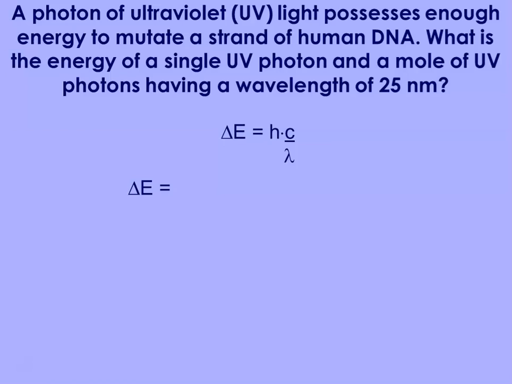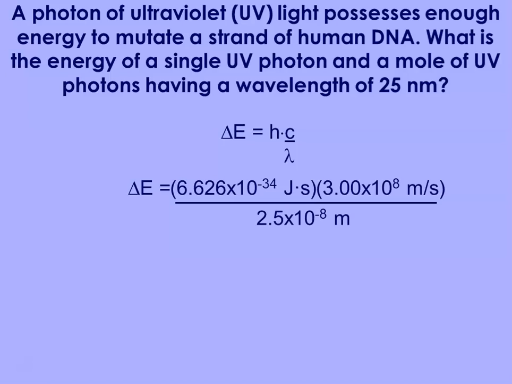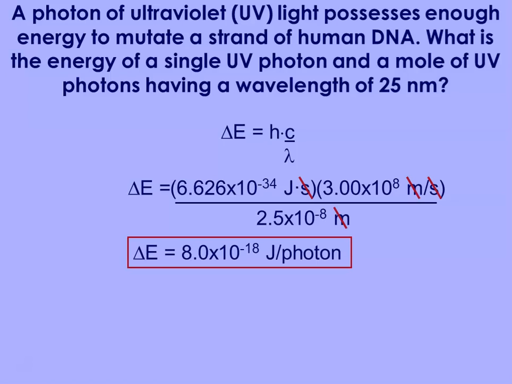We need to have our wavelength be in meters. Again, there are 10 to the 9th nanometers for every meter. So there's our constants, and we're going to convert that wavelength into meters. We see that the meters and the seconds cancel, leaving us with joules, and that gives us the amount of energy per photon, 8.0 times 10 to the negative 18th. So this equation is going to be dealing with individual particles, whether they be photons, whether they be electrons.